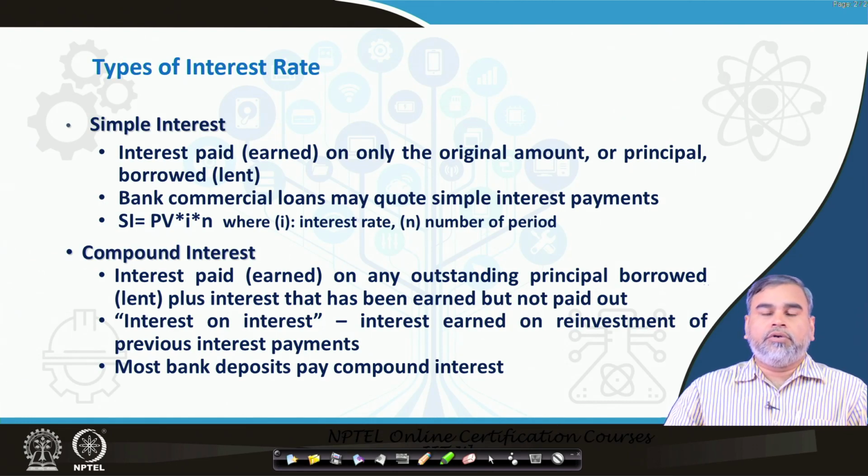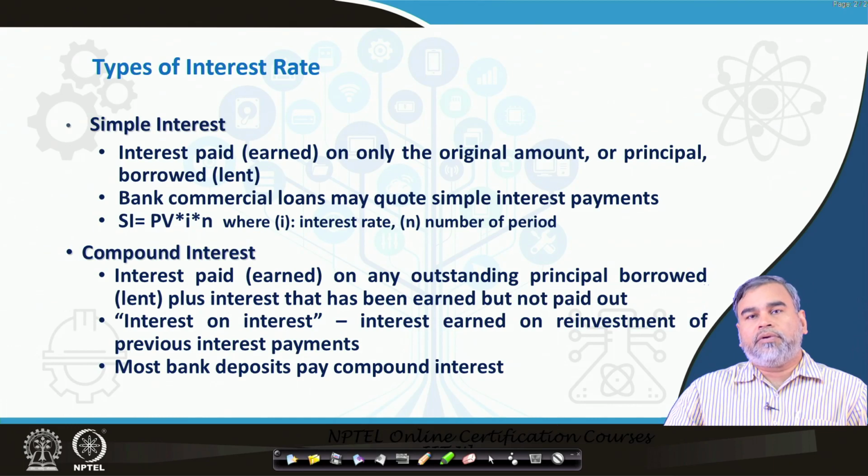Whenever we talk about these kinds of concepts, we always keep in mind whether the particular activity is a deposit activity or a lending activity. In that context, for compound interest, whatever interest you receive at the end of the period, on that interest also we get interest. Because of that, the interest we get on compound interest is on the basis of the outstanding principal plus the interest that has been earned but not paid out.